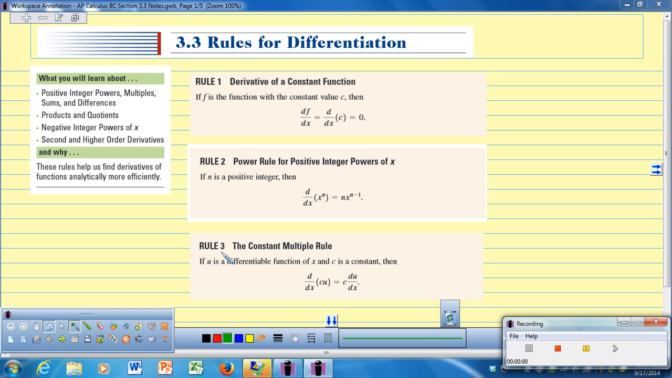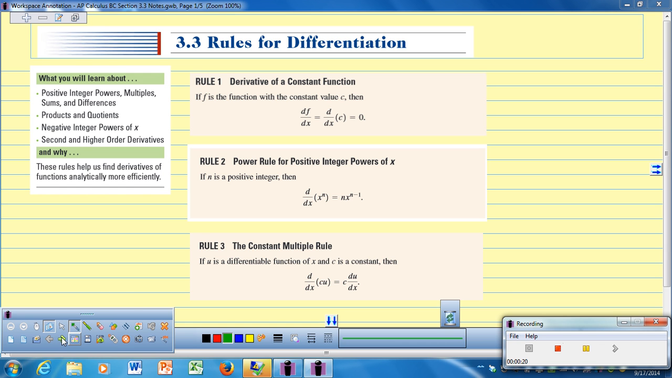Section 3.3, Rules for Differentiation. We are going to learn 6 new rules, shortcuts for taking the derivative. Today, we will prove 2 of them. We don't have time to prove them all, but all 6 of these fall out from the same type of proof, coming from the definition of the derivative.